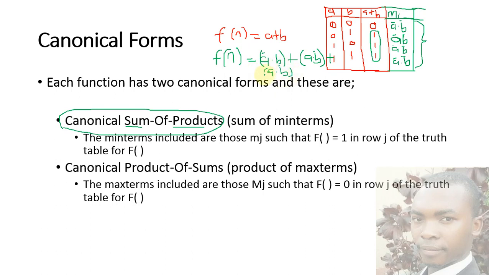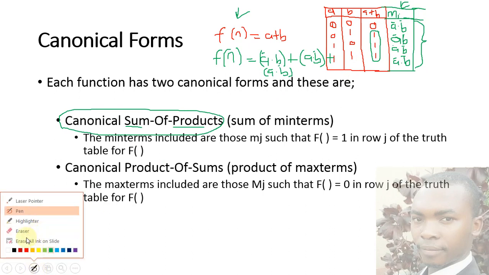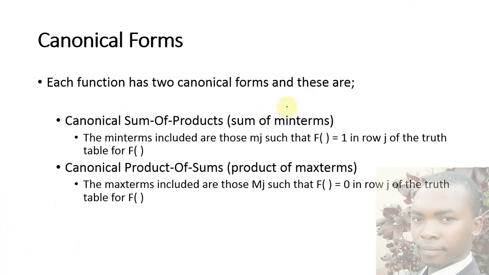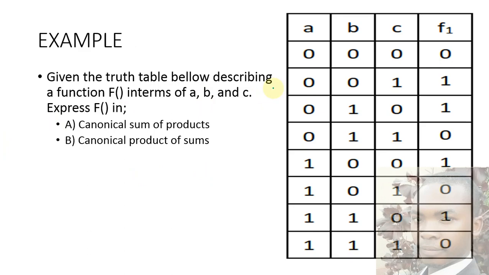So this thing here now is our f of n in terms of min terms. So in min terms, you check where there is 1. If you didn't get it very well, we are going to look at it in details just today, don't worry. So the same applies to canonical product of sums. So let's look at the example here, you get it more deeply.